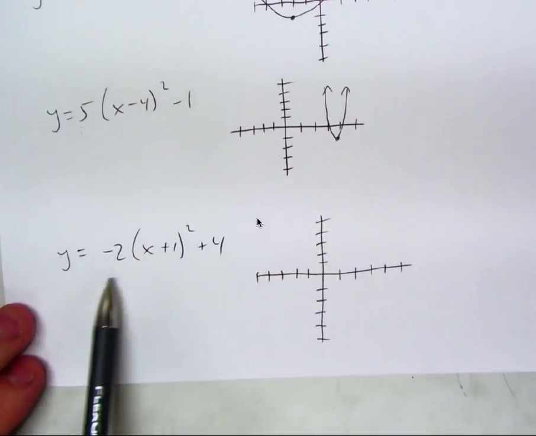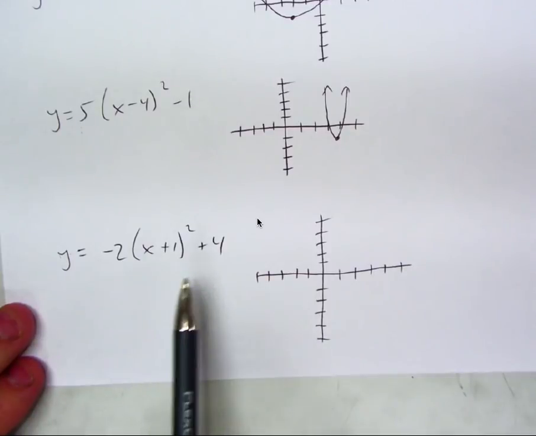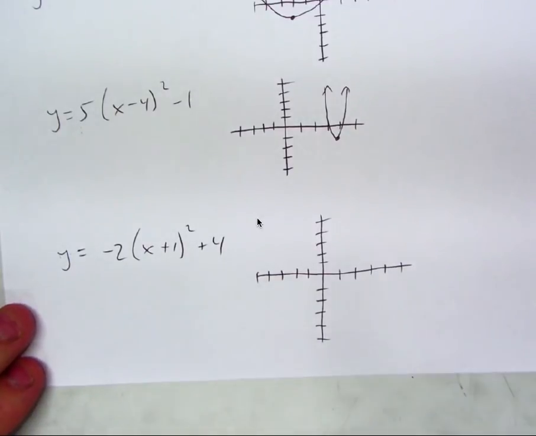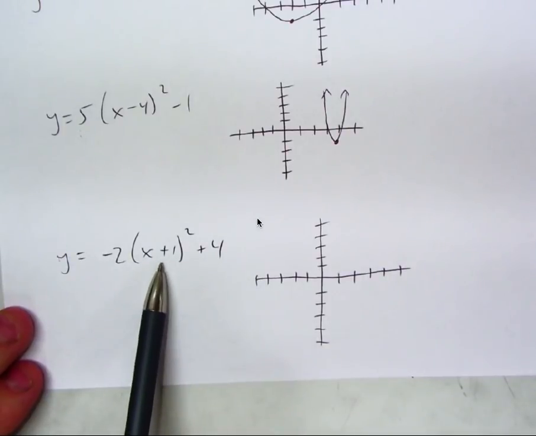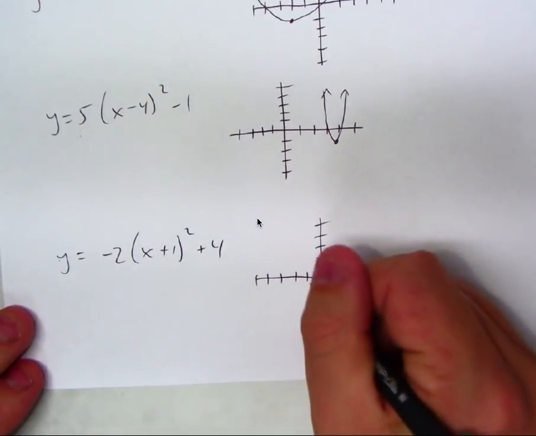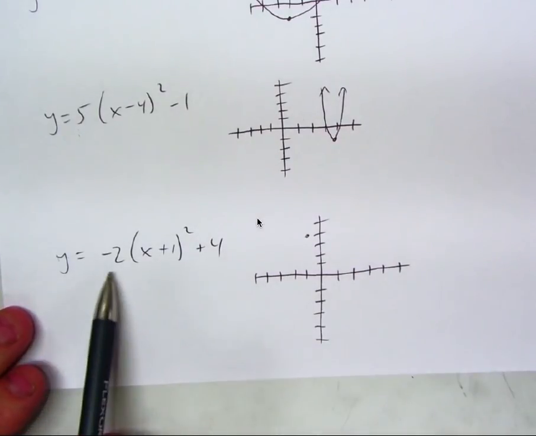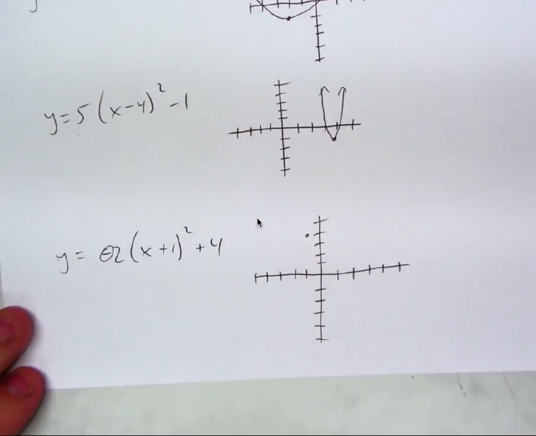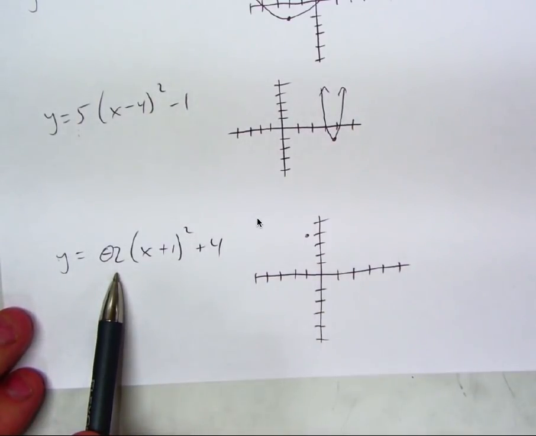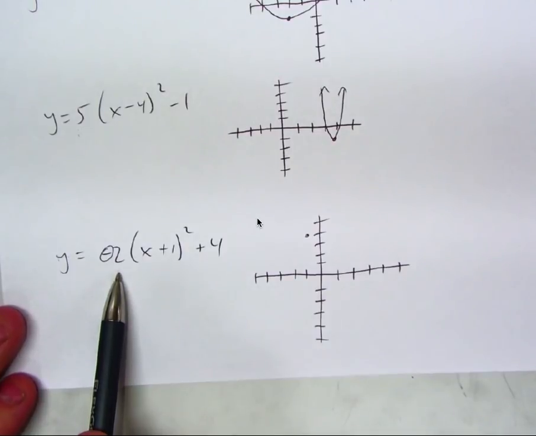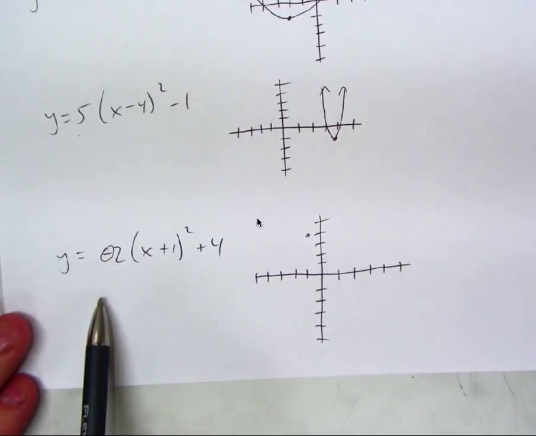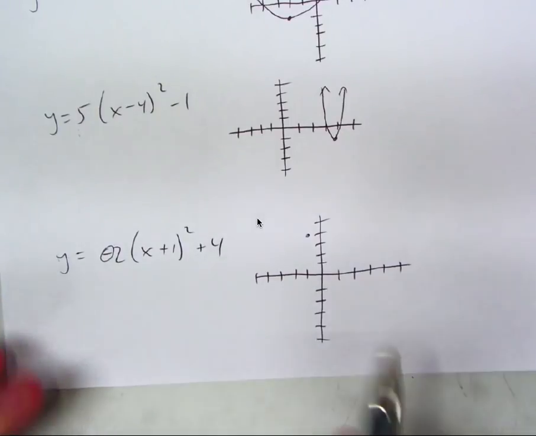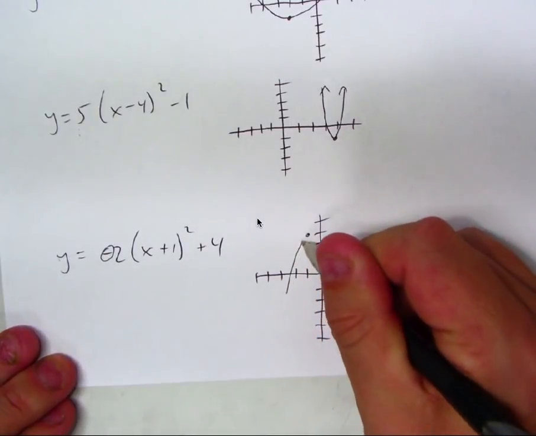The last thing that happens is if that a value, that number in front of the parentheses, is negative. If it's negative, remember what that does: that makes your parabola upside down, like an N shape. So we're still going to have the same shifting. Our vertex will be at negative 1, positive 4. We know it's going to be an upside down parabola because this is negative. And we know it's going to be skinnier because this number is less than, or I should say, less than negative 1, I'm sorry. Anytime your a value is above 1 or less than negative 1, it's going to be skinny. If it's between negative 1 and 1, like a fraction or a decimal, it'll be wider. So it's going to be skinny and upside down.